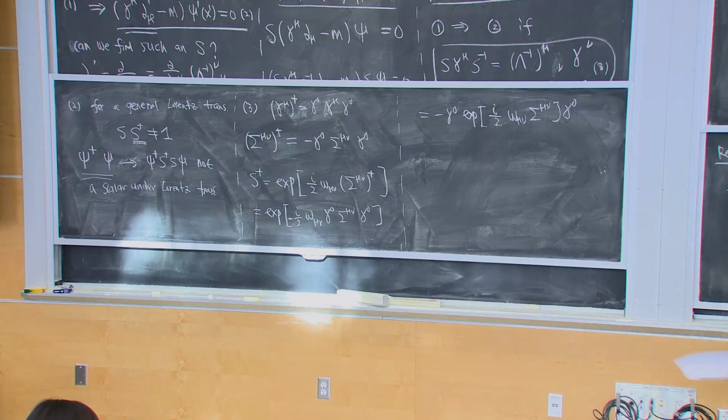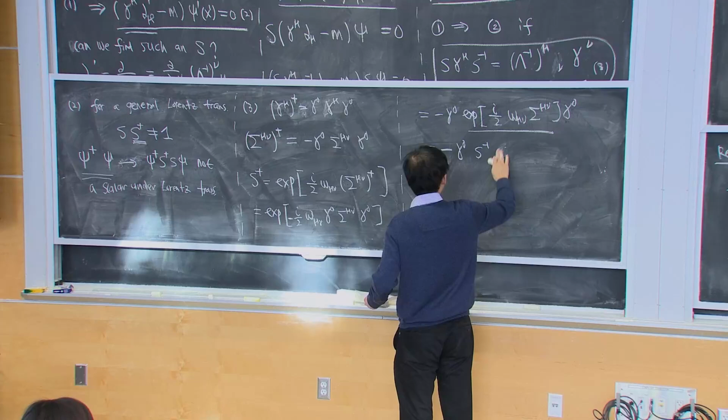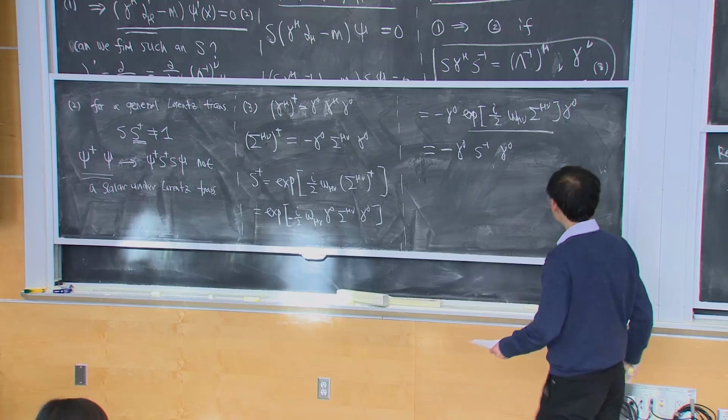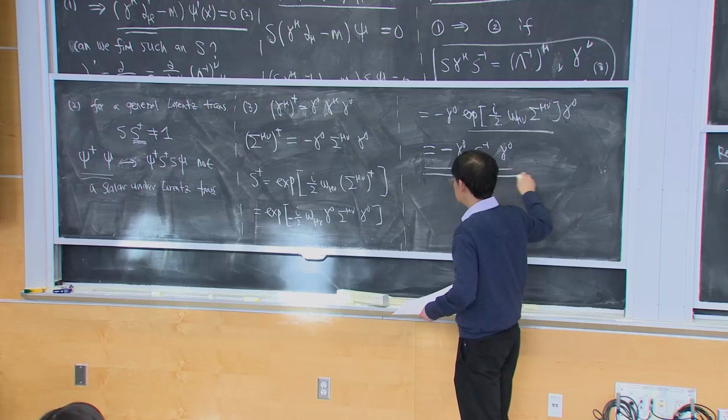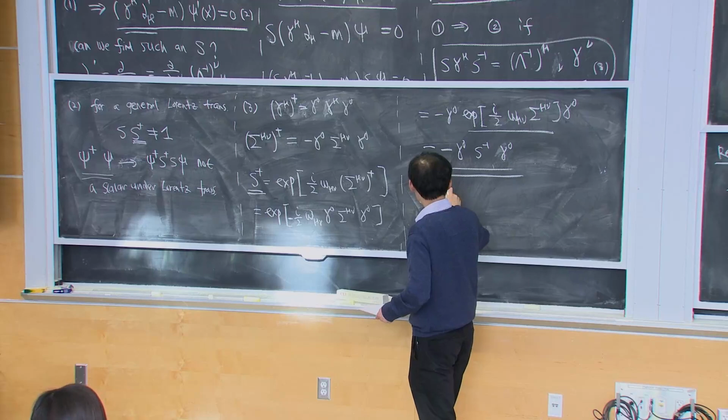And now we find the nice relation. So we find that this is just minus gamma 0, and this is just equal to S minus 1, S gamma 0. So we find that the S dagger is actually minus gamma 0, S minus 1. Then from this property, this tells us that this quantity, psi dagger, gamma 0 psi, should transform as a scalar.